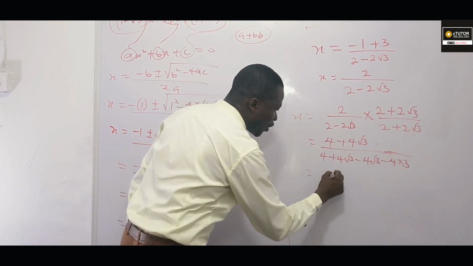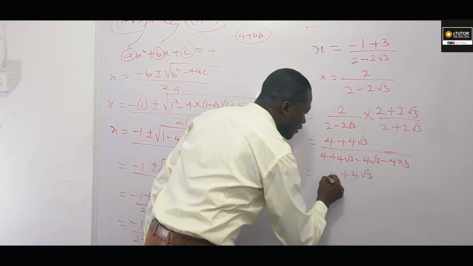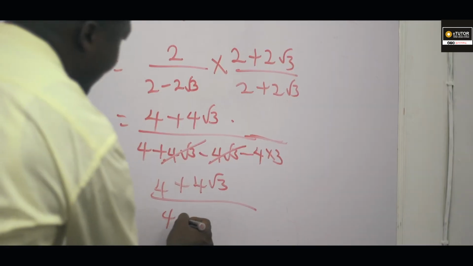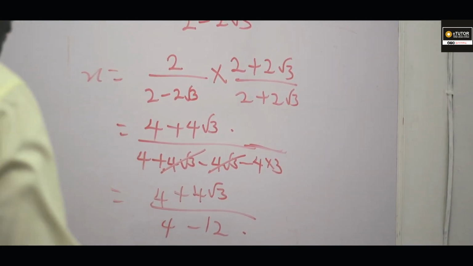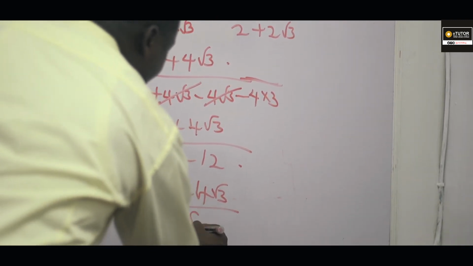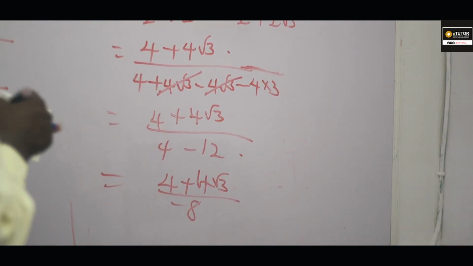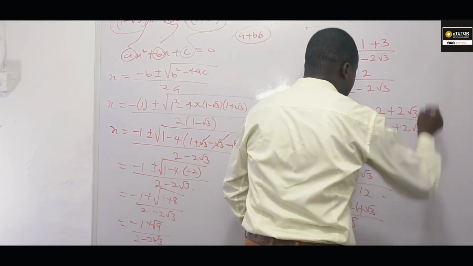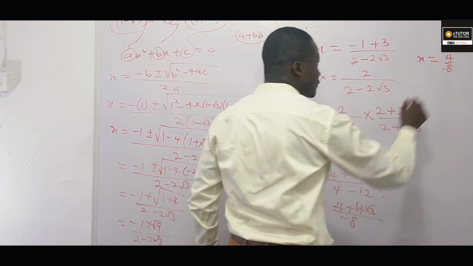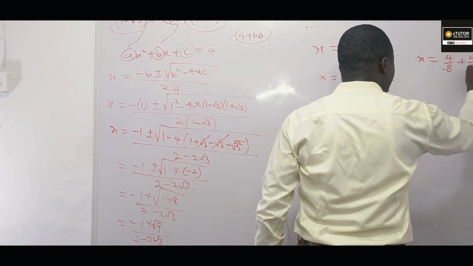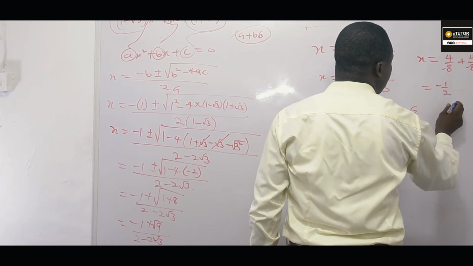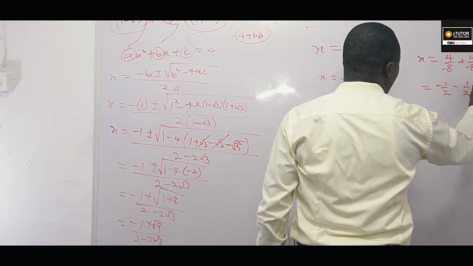Finally, we have 4 plus 4 root 3 all over, this cancels this, plus 4 minus 4, 4 minus 12. Finally, what do you have? 4 plus 4 root 3 all over minus 8. Mathematically speaking, we can finally write x equal to 4 over minus 8 plus 4 over minus 8 root 3. Finally, what do you have? Minus 1 over 2 minus 1 over 2 root 3.